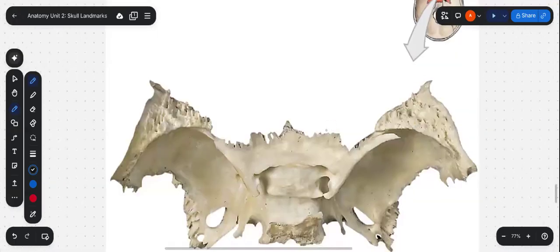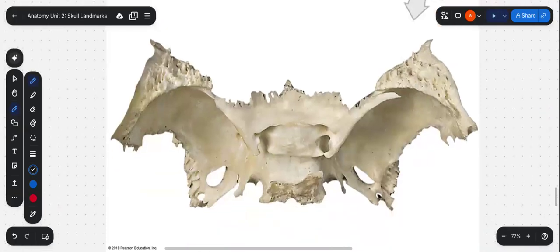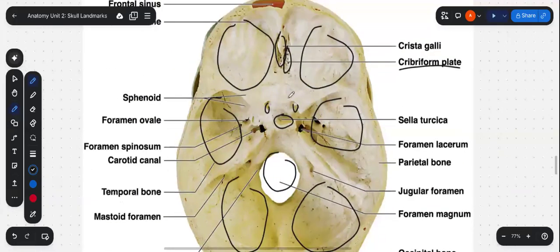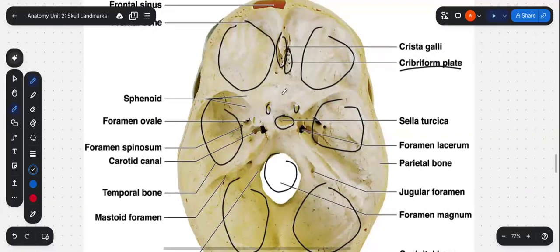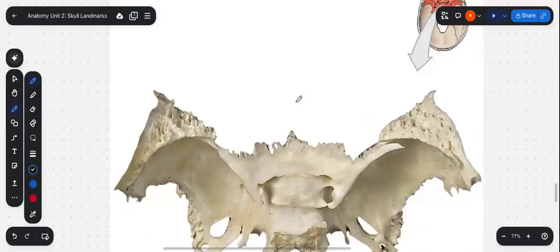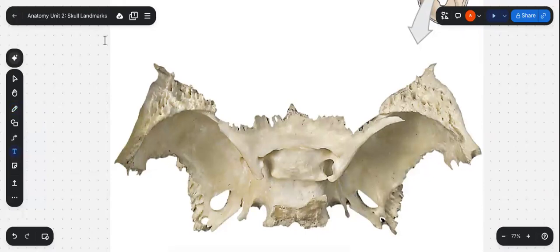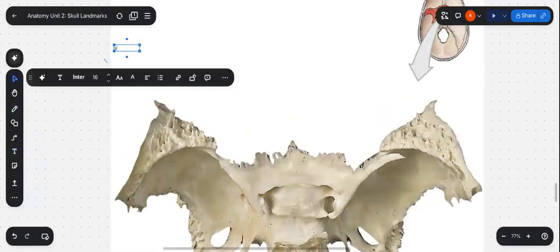Now we're going to look at a closer look of the skull when it is disassembled. So this is a sphenoid bone. The sphenoid bone is going to sit up here at the top and it's going to be embedded within the skull. So it's making up the top of the head region and also the eye region. So I will put sphenoid bone right here at the top.